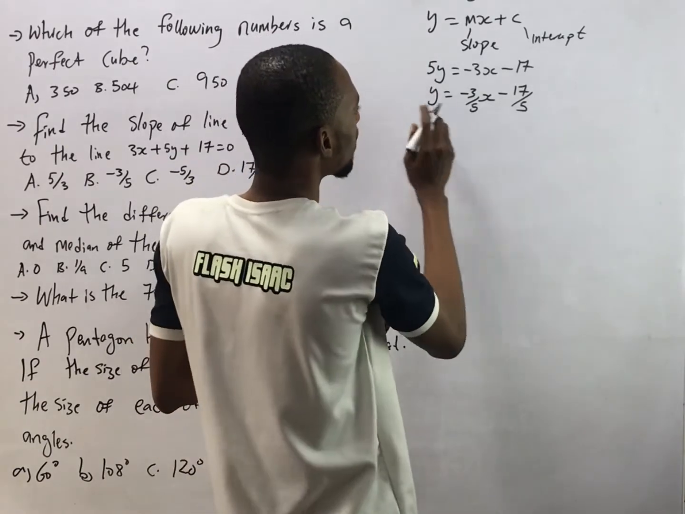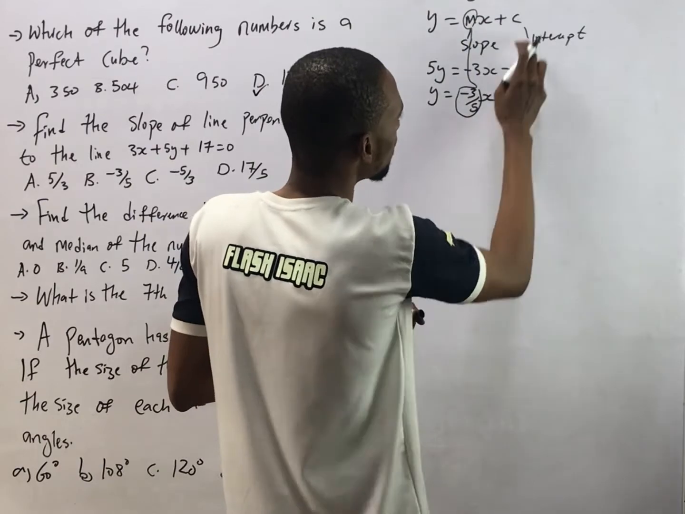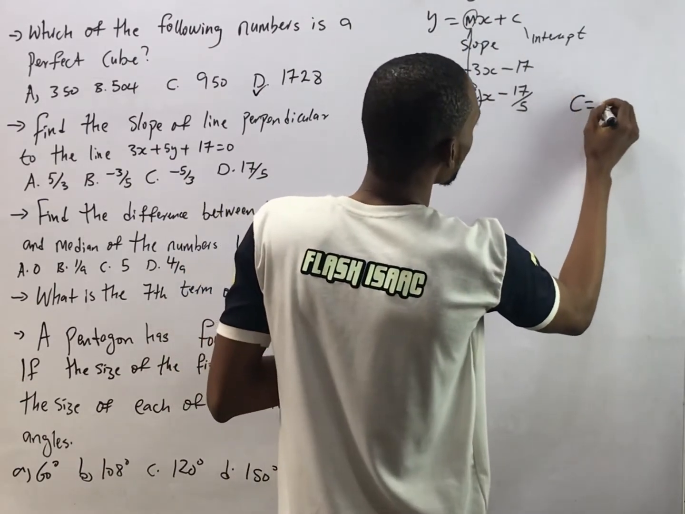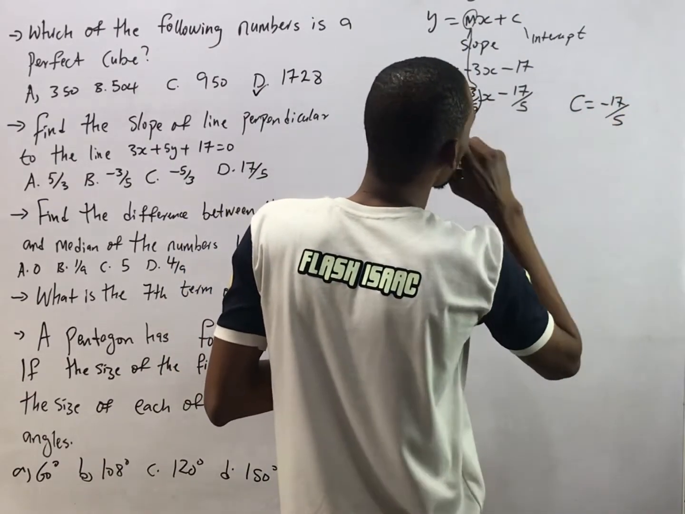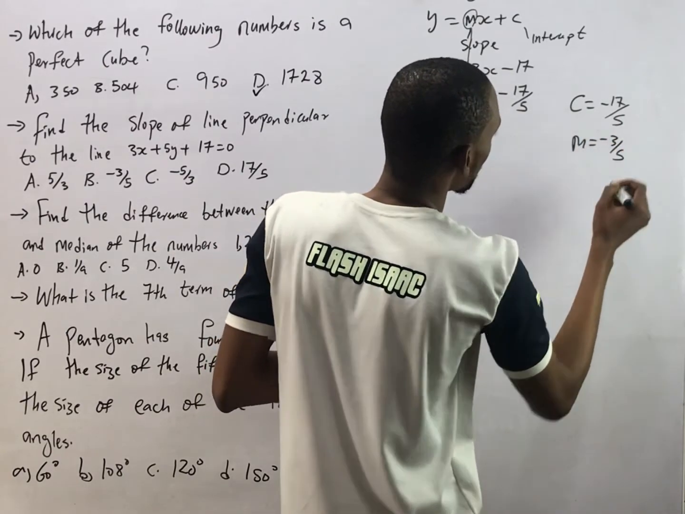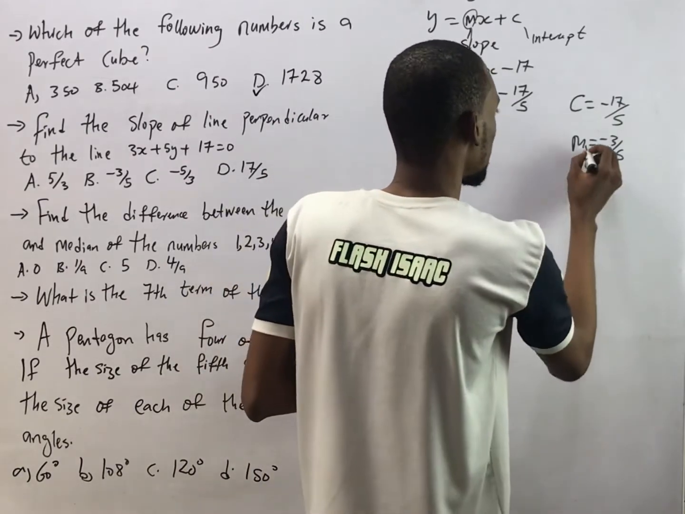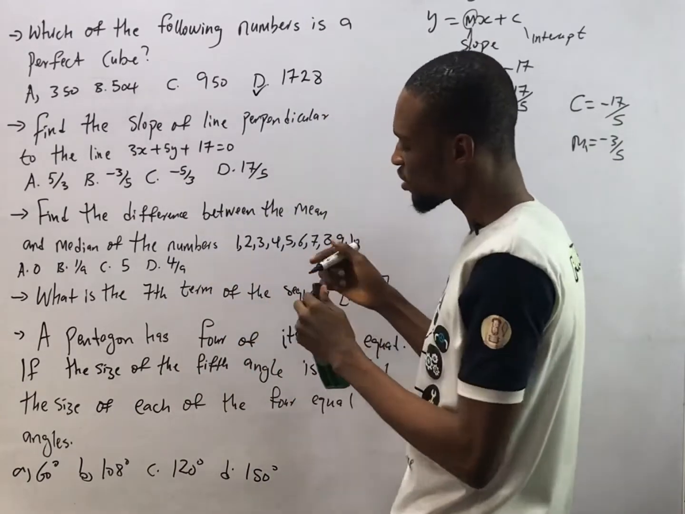So this y here is equivalent to y, this is m, and this is s. This is c. So c is equal to minus 17 over 5, and m is equal to minus 3 over 5. Now we've gotten the slope of this line. However, this is not the slope we are looking for.